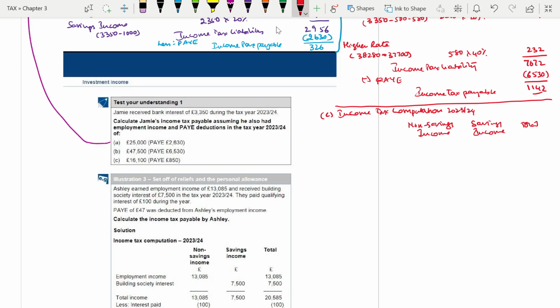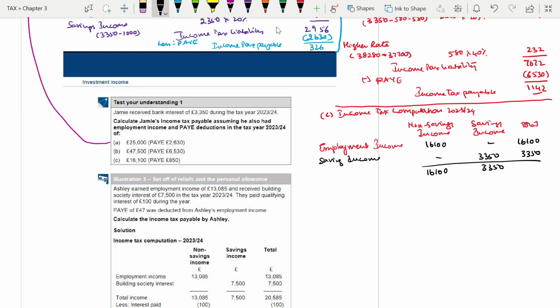Now, how much is the employment income here? Employment income has been increased. It is 16,100. Next, savings income is 3,350. 16,100 plus 3,350 comes to 19,450. This is the total income.